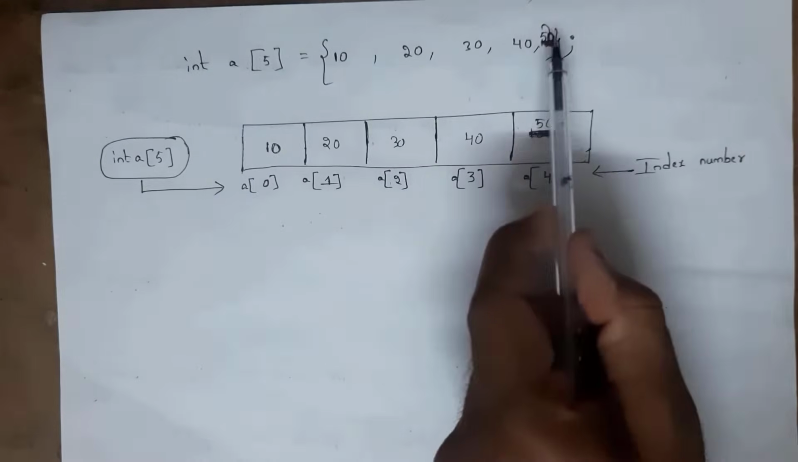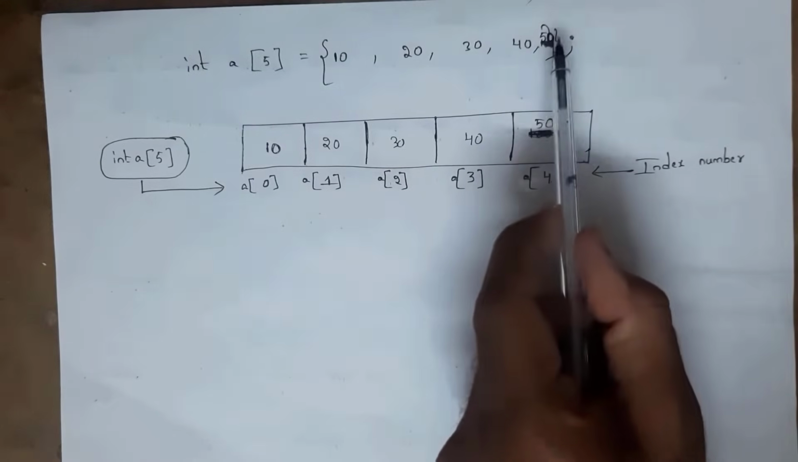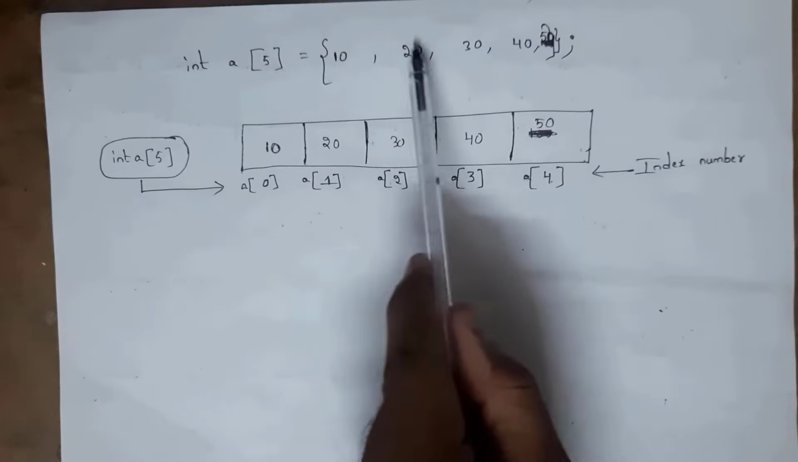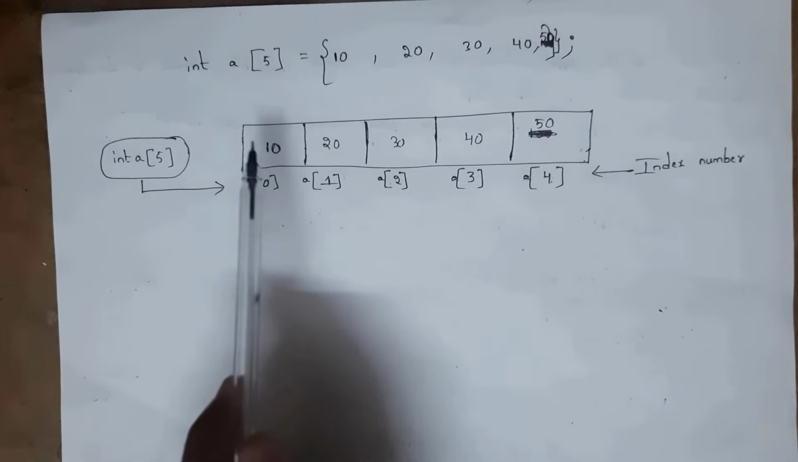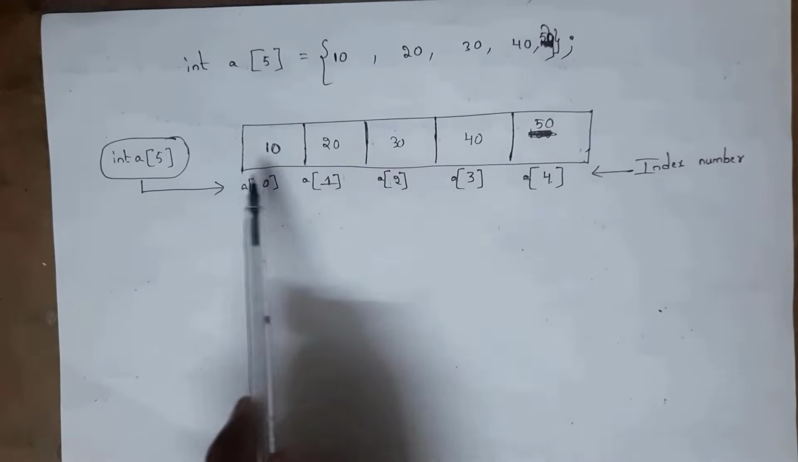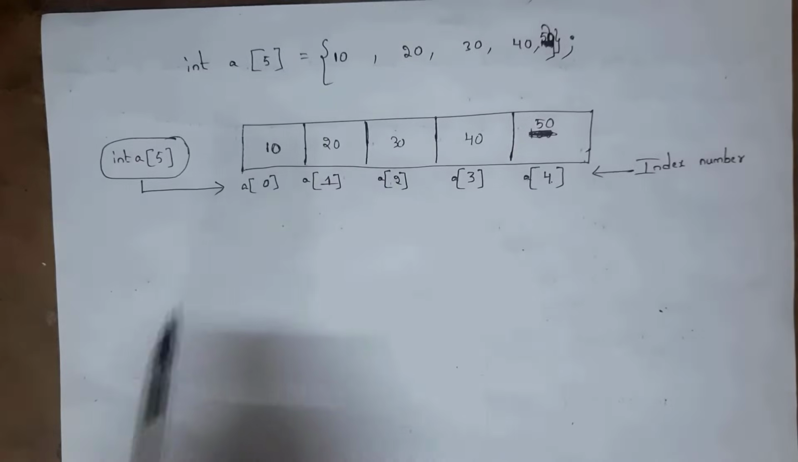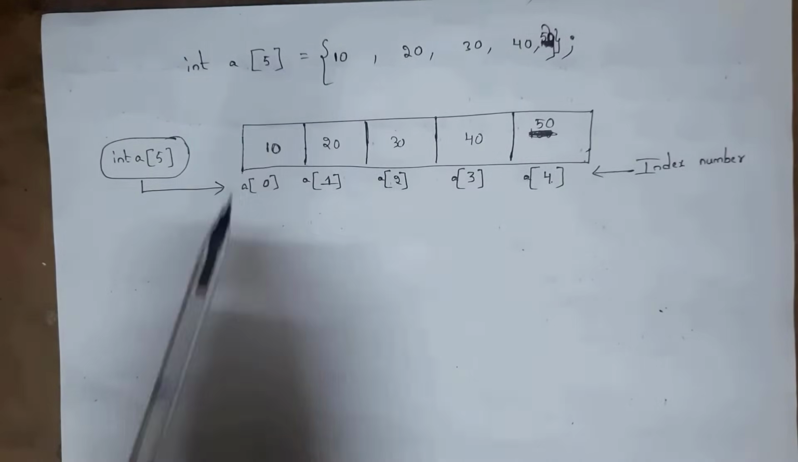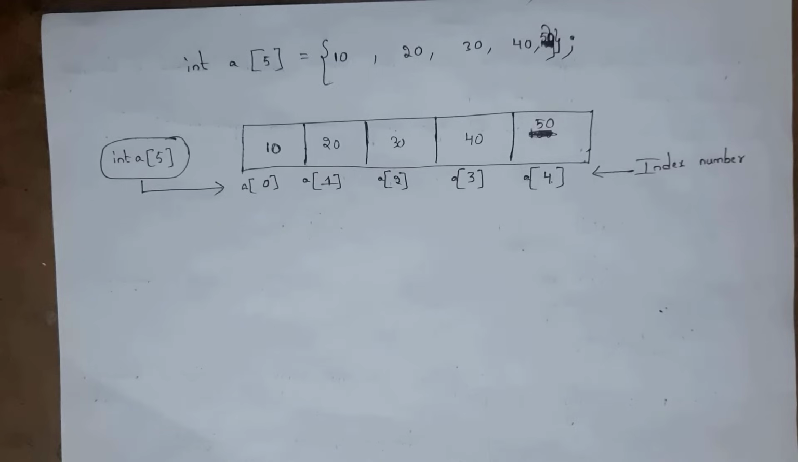For example, if I declare here value as 50, then this 50 is stored in index number 4. In total I gave 5 values: 10, 20, 30, 40 and 50. So it created 5 memory locations and the first location starts with index number 0. So this first value is stored in index number 0. Similarly, the second, third, fourth, fifth values are stored in index numbers 1, 2, 3, 4. This is how we store elements in an array.